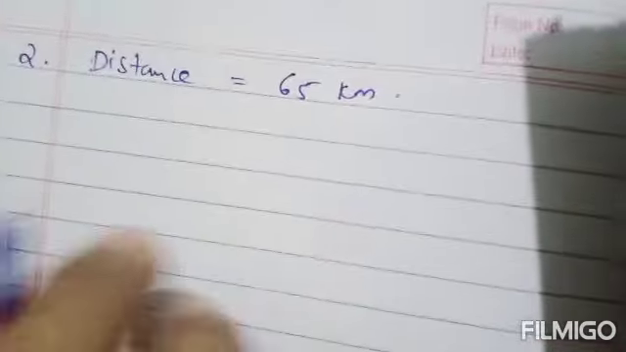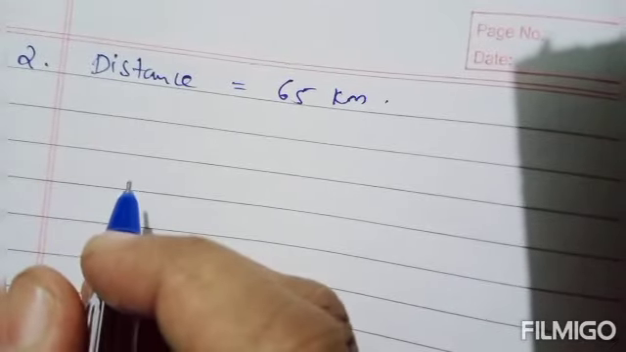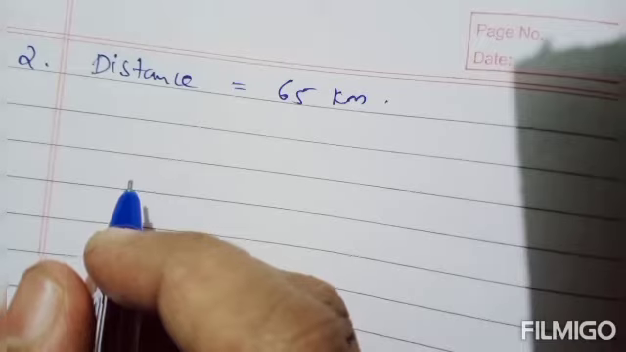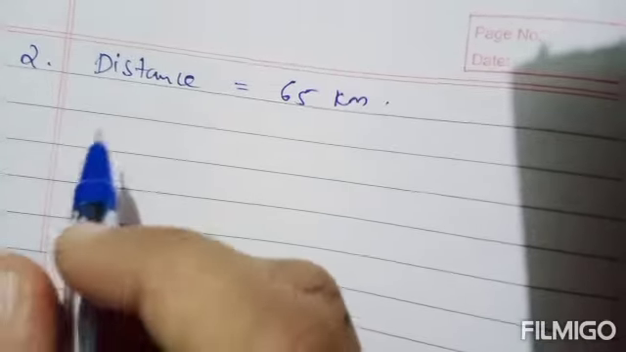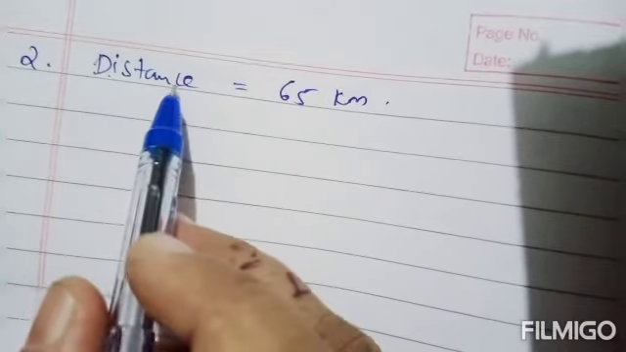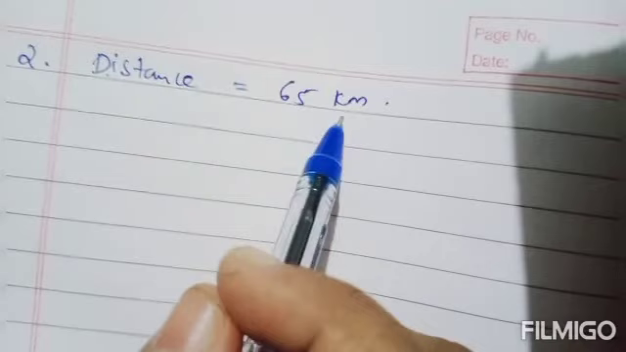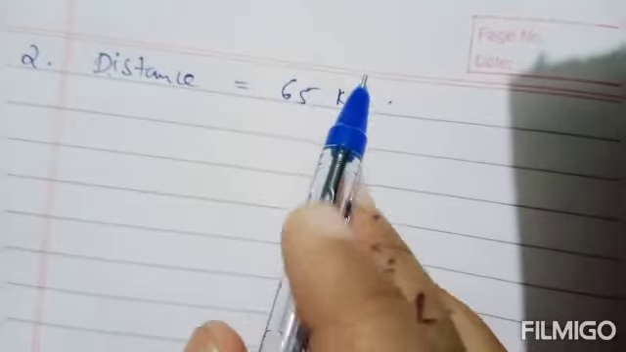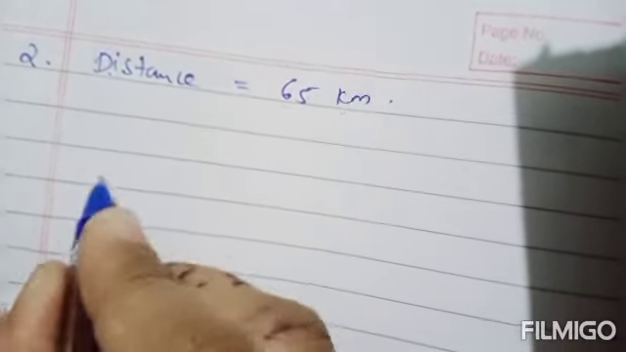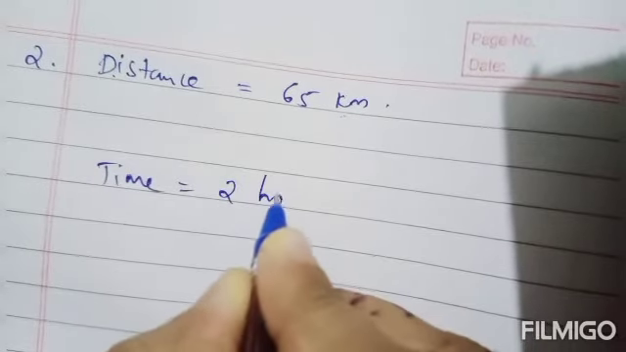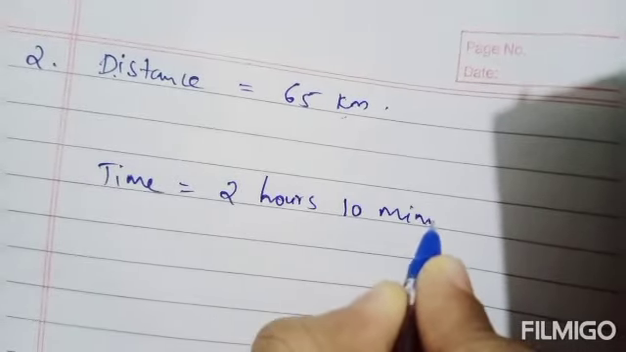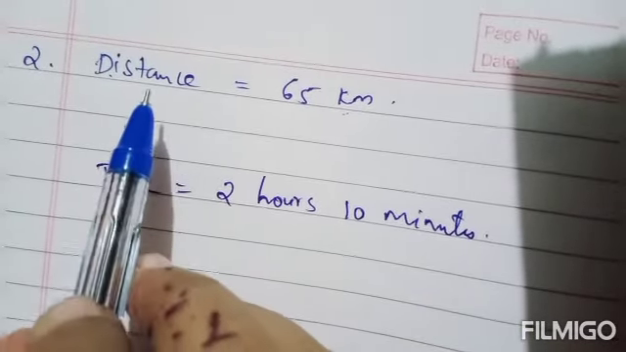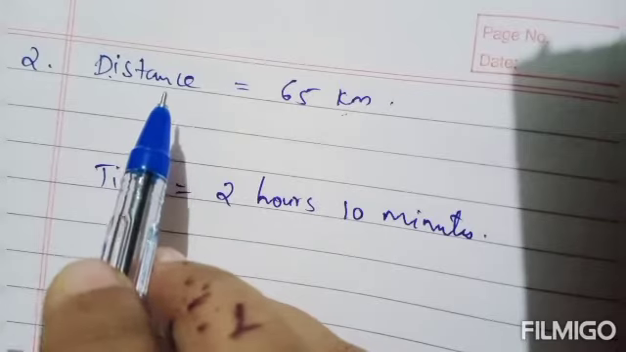Okay. Now second question. A motorist travelled the distance between two towns, which is 65 km, in 2 hours and 10 minutes. Find his speed in meter per minute. So distance between two towns is 65 km. The motorist travelled this 65 km in 2 hours 10 minutes. So time is given as 2 hours 10 minutes. Now you have to find his speed in meter per minute.